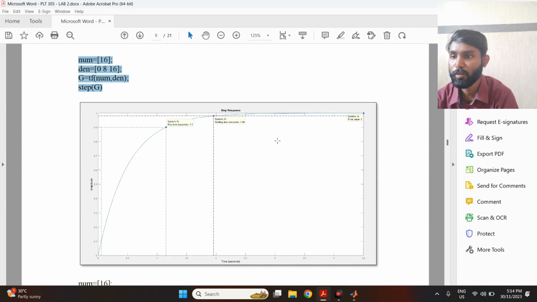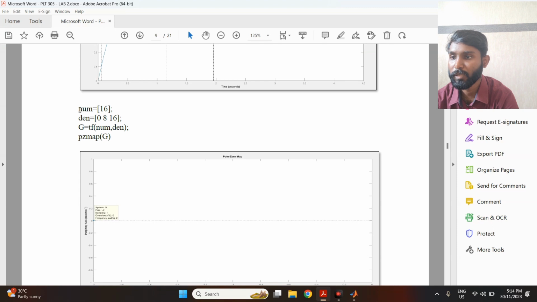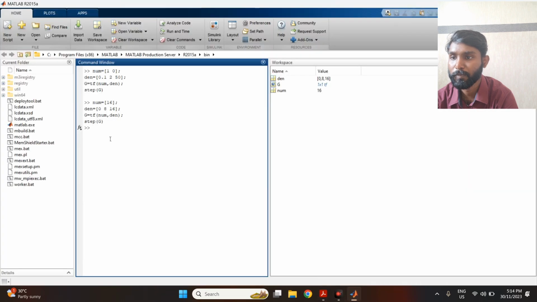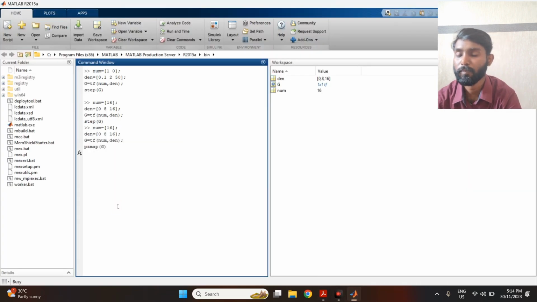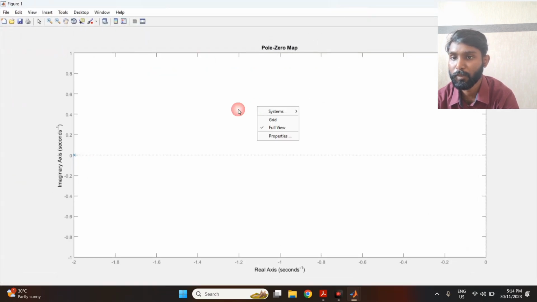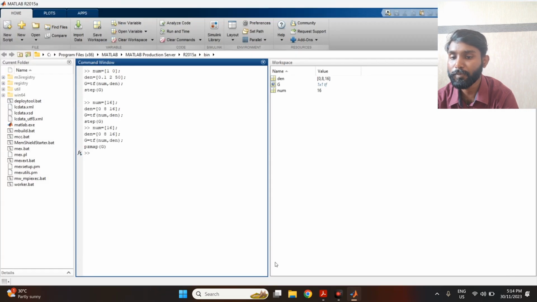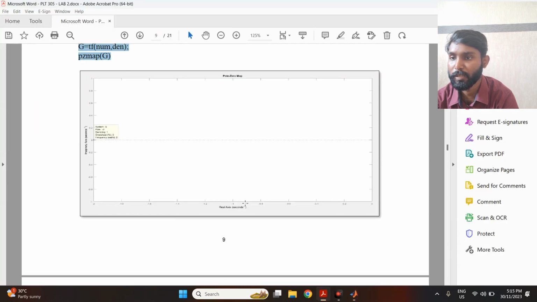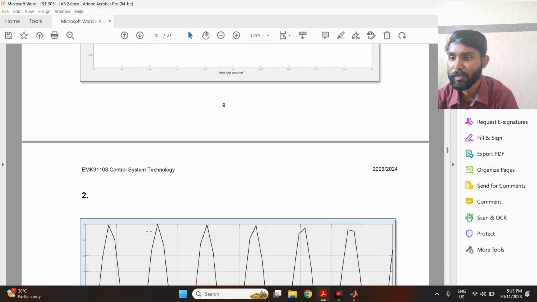As you can see, this is the step response. For the other part, we have to find the pole zero map. To do this again, this is the pole zero map. So sorry, just this point and this point here, and the next part is number 2.